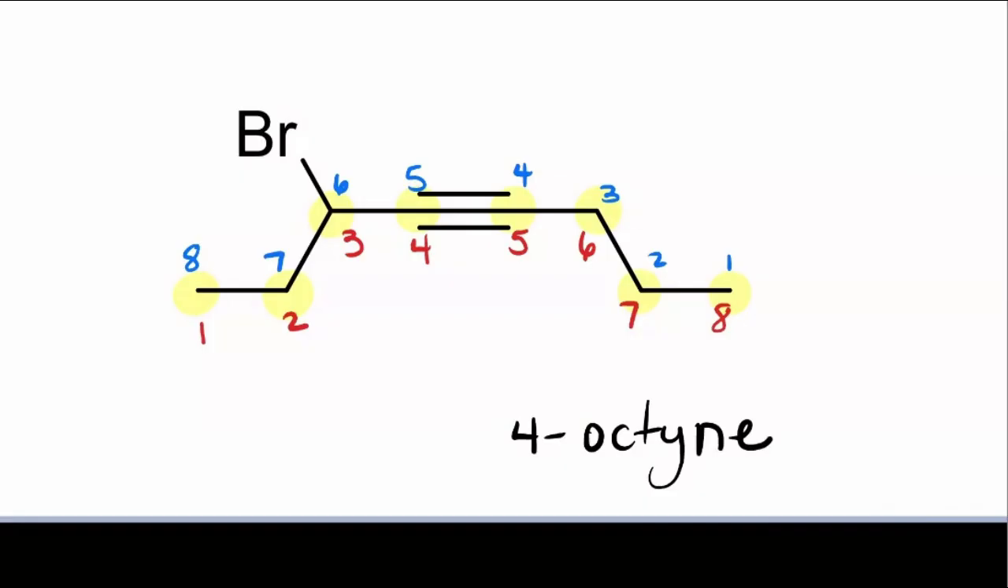Only when you have equal distance for the triple bond, then you will select the numbering that is closest to the substituent. Just like we saw in the example for alkenes, we have the same situation, okay? So this means that the blue numbering is not correct. The correct one is the red one. So I'm just going to erase the blue numbering.